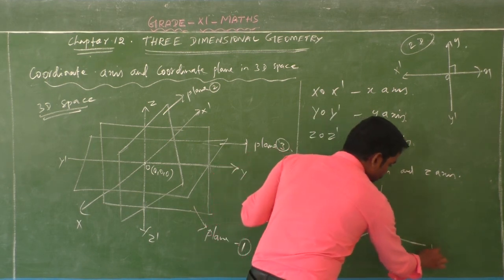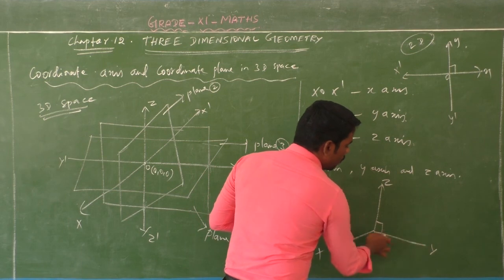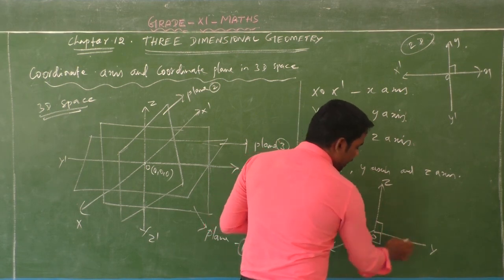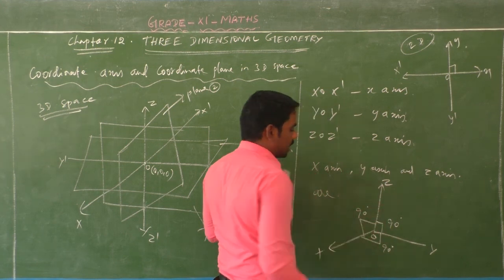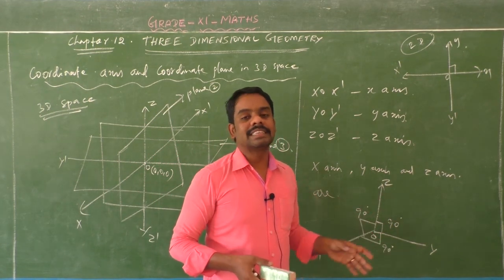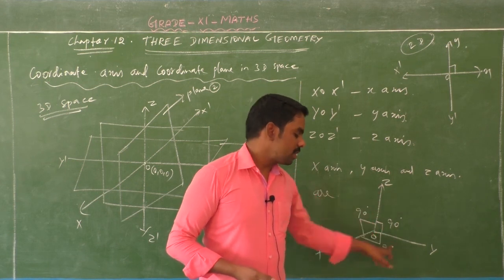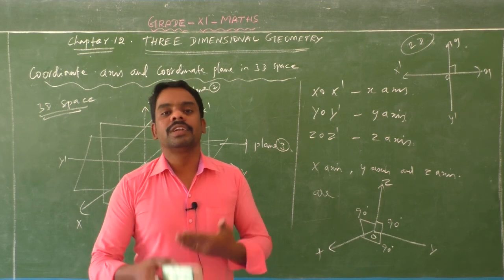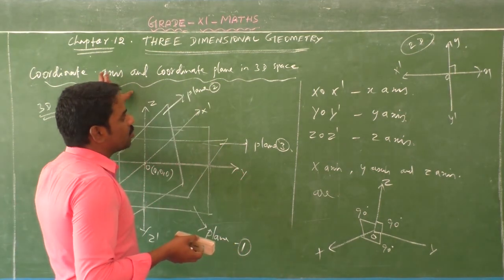Listen. This is the X axis, Y axis and Z axis. These three axes are perpendicular to each other. So angle YOZ is 90 degrees, angle XOY is 90 degrees, and angle ZOX is also 90 degrees. So the Z axis is perpendicular to both X and Y, the Y axis is perpendicular to X, and the X axis is perpendicular to both Z and Y. Here is the origin. Right, coordinate axes and coordinate planes in 3D space.